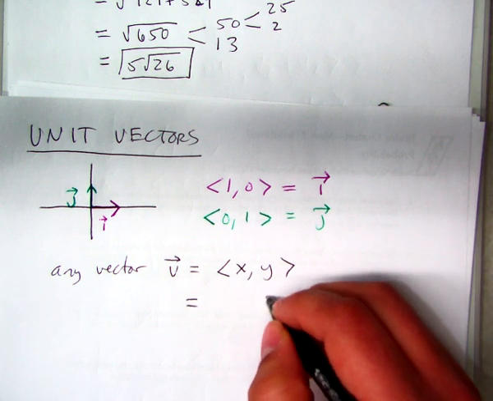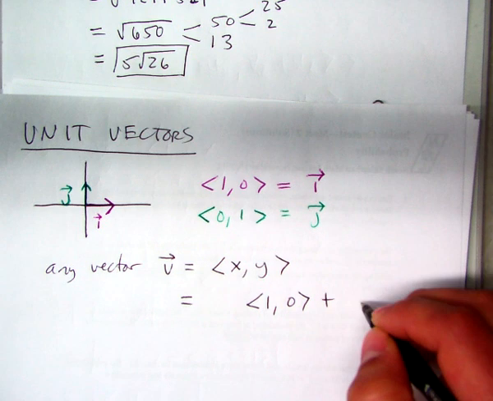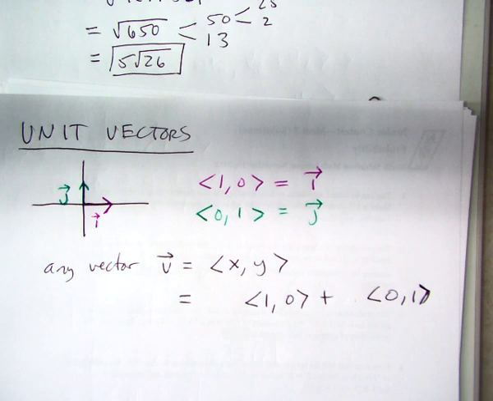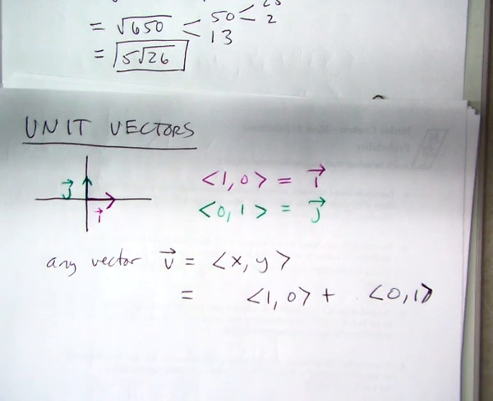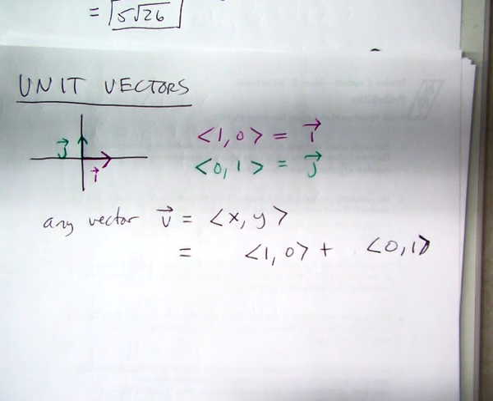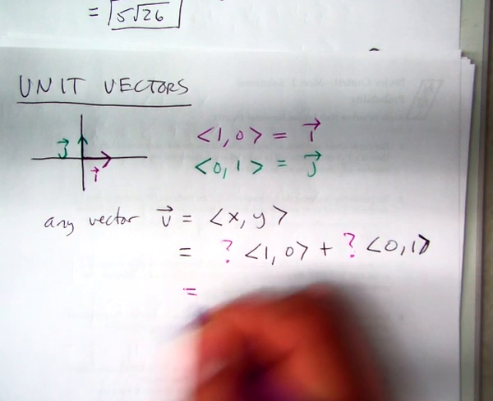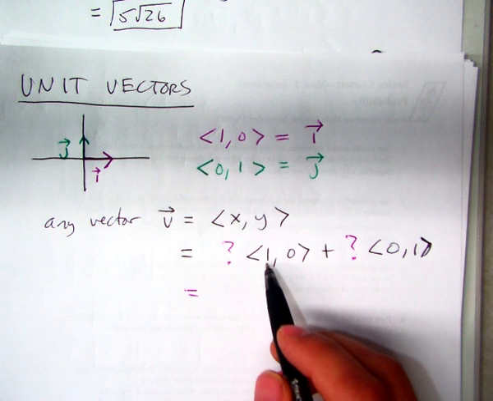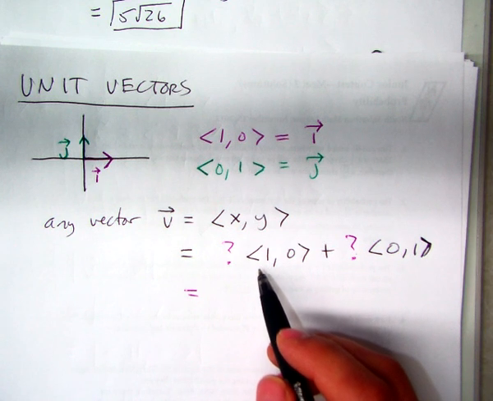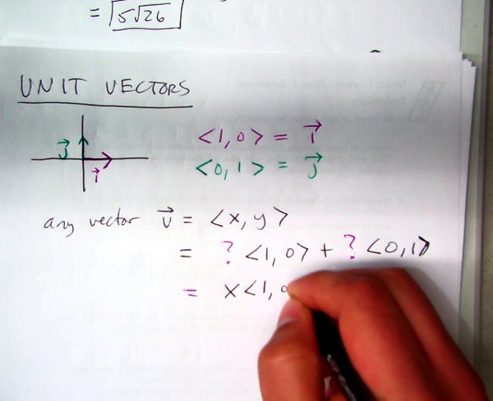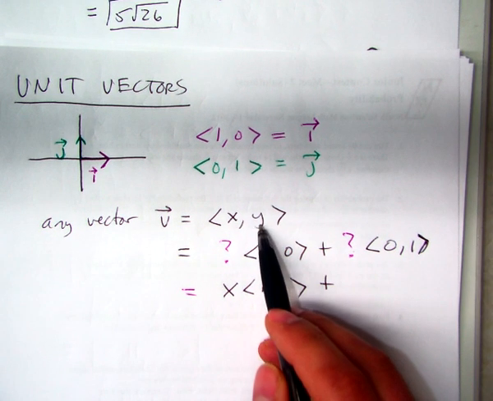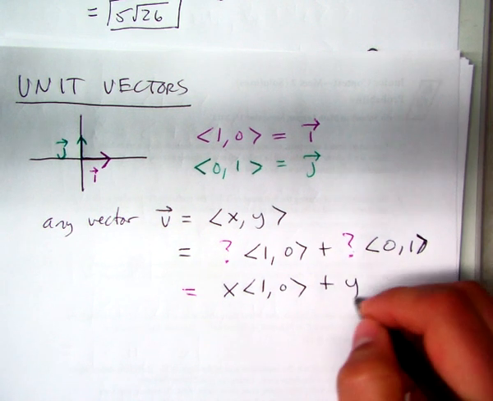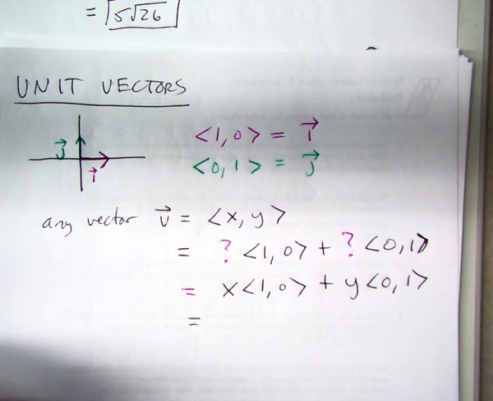So here, let's do that. The question is, how many one zeros do I need to add with how many zero ones to make x and y of these? Okay. What's the horizontal component here? x. How many units do I have so that it adds up to x? x. Very good. Here I have what for the vertical? y. So how many of the little vertical units do I need to add to make a total of y? Does everybody see that?